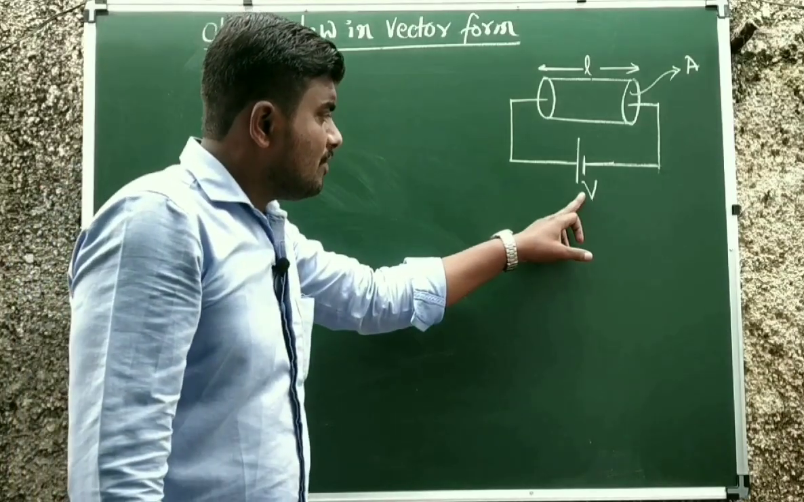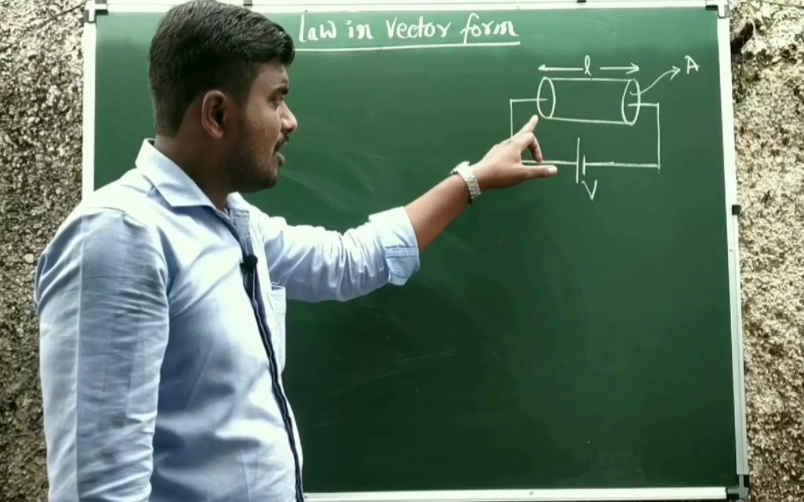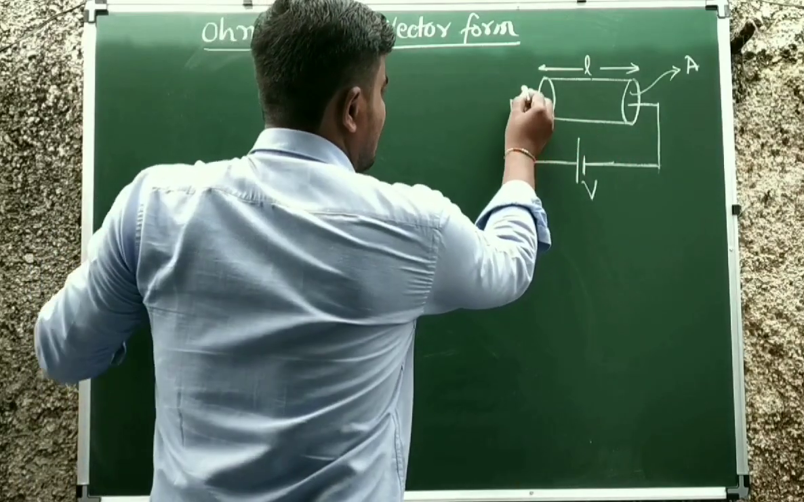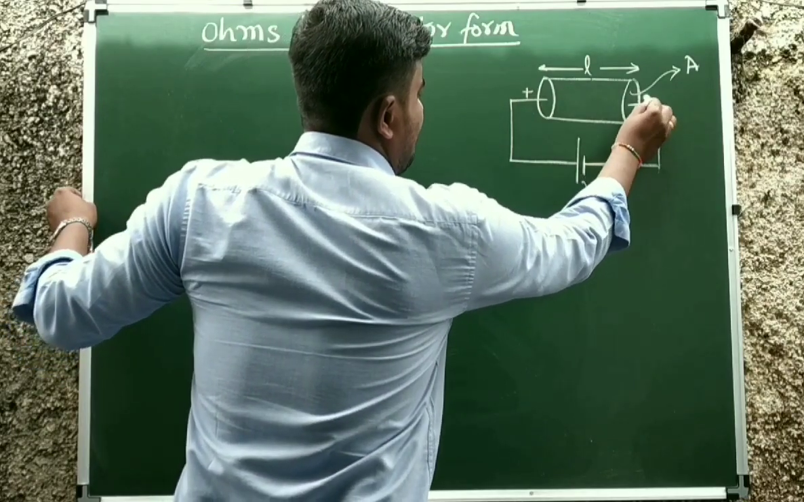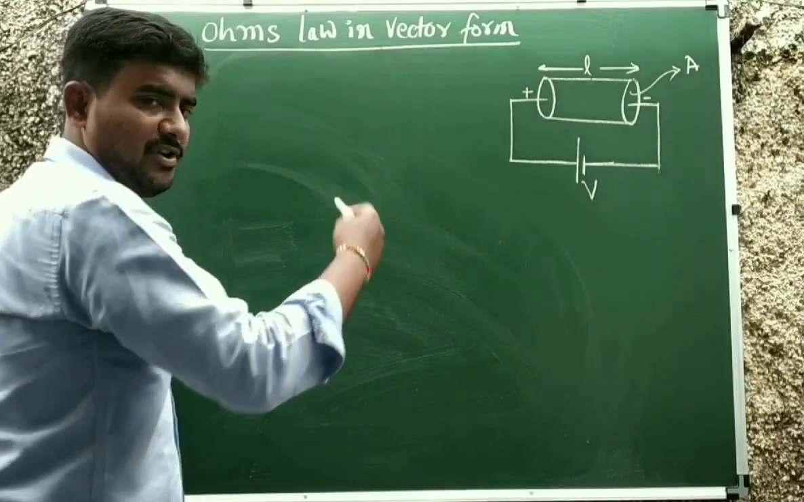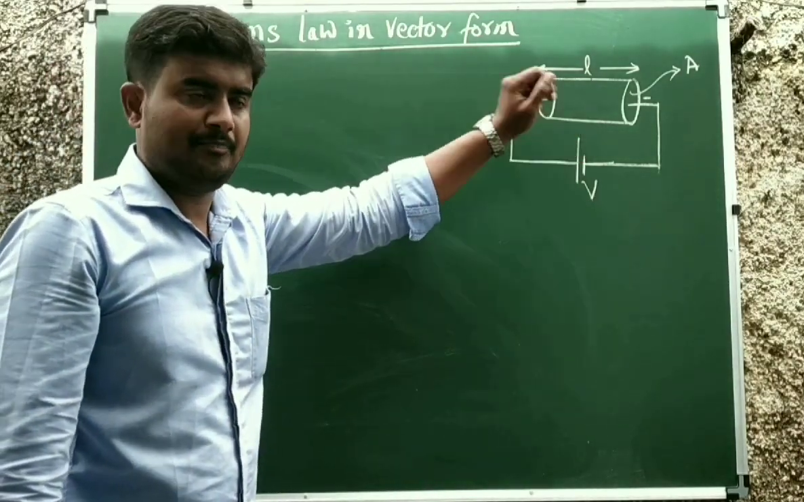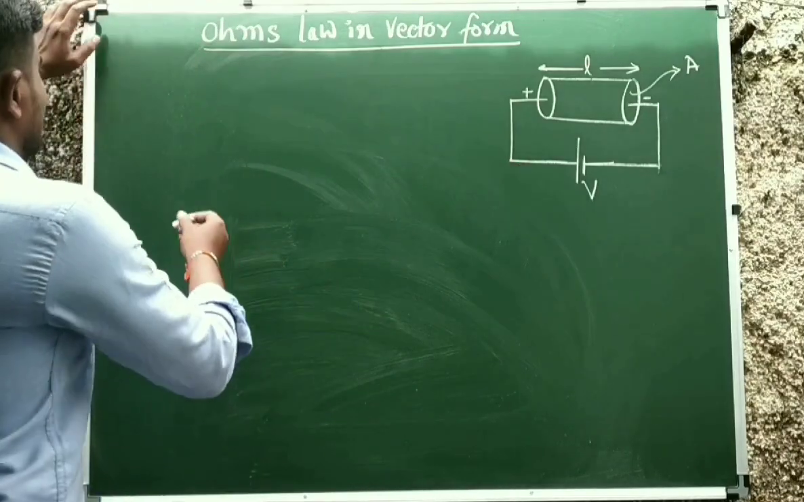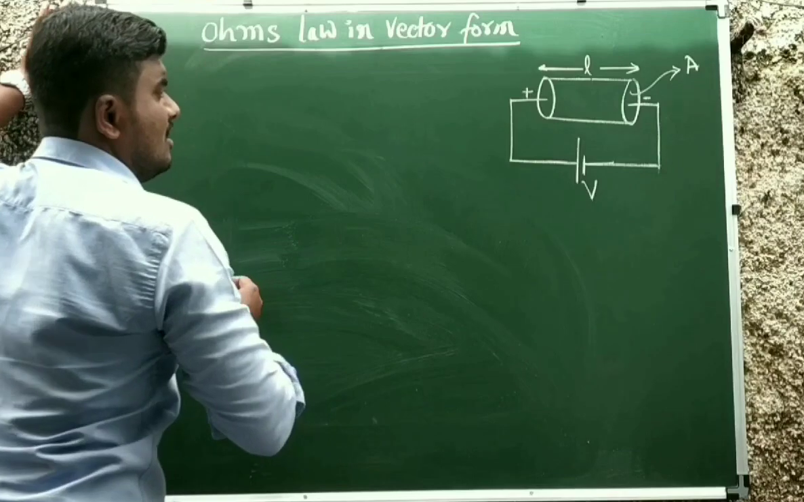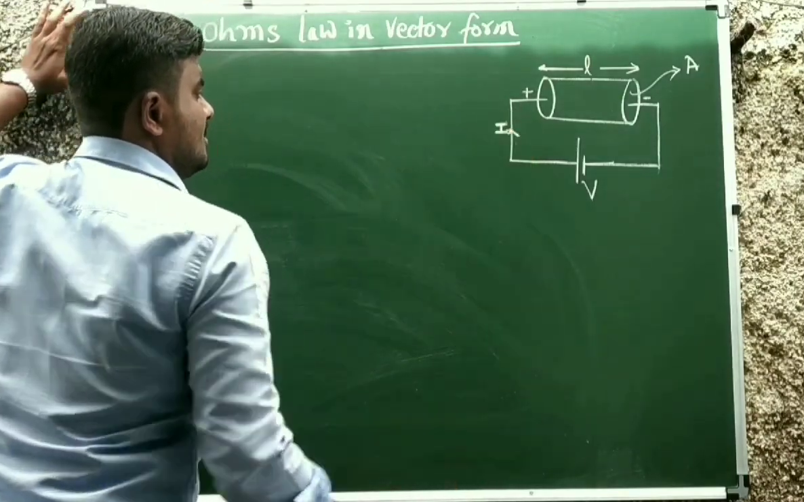So this is a conductor and this conductor is having free electrons. The potential difference is connected across this conductor, therefore a potential difference is set up here and an electric field is set up here. Due to this electric field, the free electrons inside the conductor drift, and those free electrons constitute electric current. Let us say I is the electric current that is flowing through this circuit.